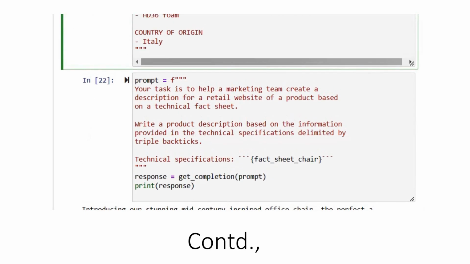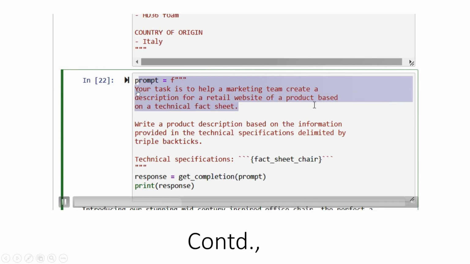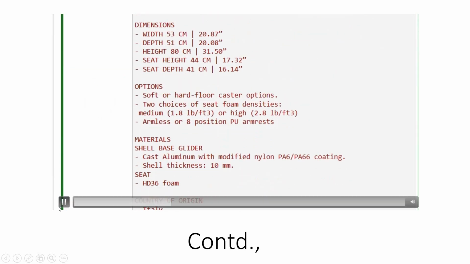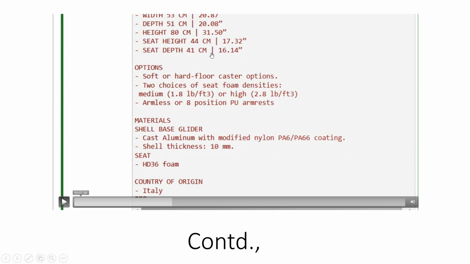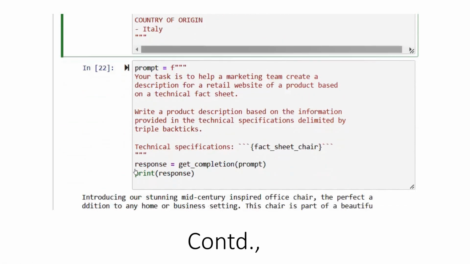Now what are we doing? We are simply starting with the prompt. My prompt is starting here. This is the starting point for the prompt. Your task is to help the marketing team to create a description for a retail website of a product based on a technical fact sheet. The technical fact sheet is this one, and you can see that this is the one that we have provided. Now with this as the base, we are going to generate a response with the prompt that we are writing.